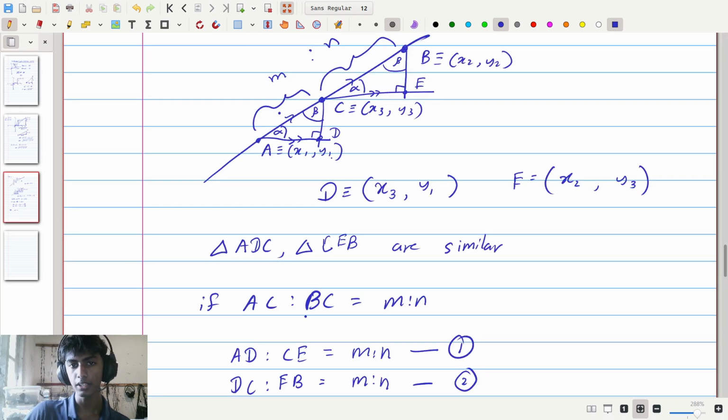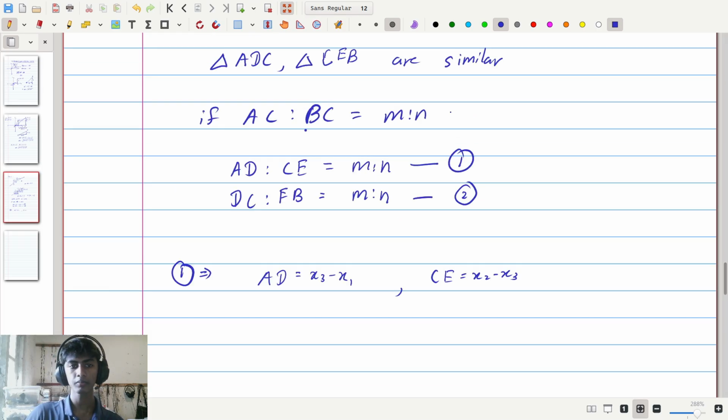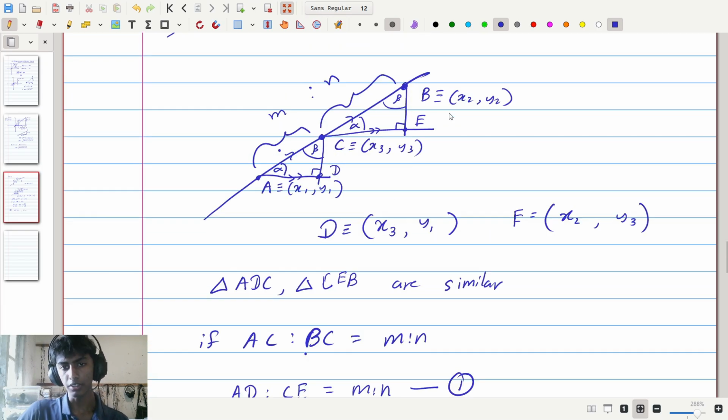And similarly, C and E also have the same y coordinate of y3. But they have different x coordinates. E has x2 and C has x3. So then the CE length would be x2 minus x3. From this, we now know the two lengths AD and CE, and we know their ratio.